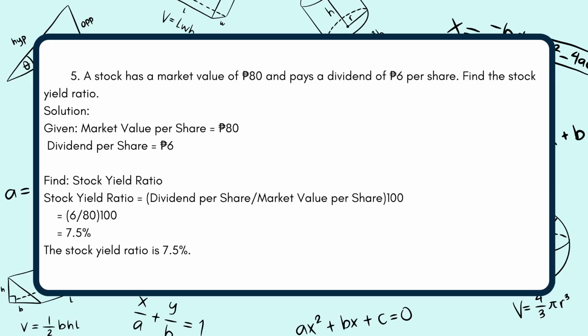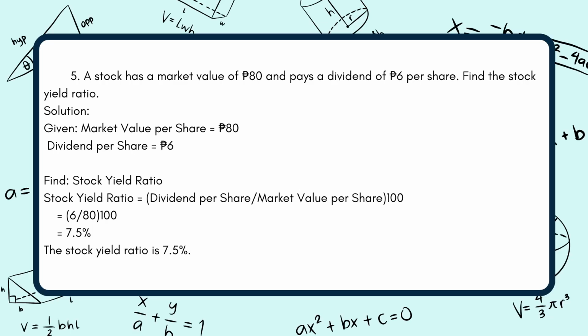Number 5. A stock has a market value of 80 pesos and pays a dividend of 6 pesos per share. Find the stock yield ratio. Solution: market value per share is equal to 80 pesos. Dividend per share is equal to 6 pesos. We need to find the stock yield ratio.